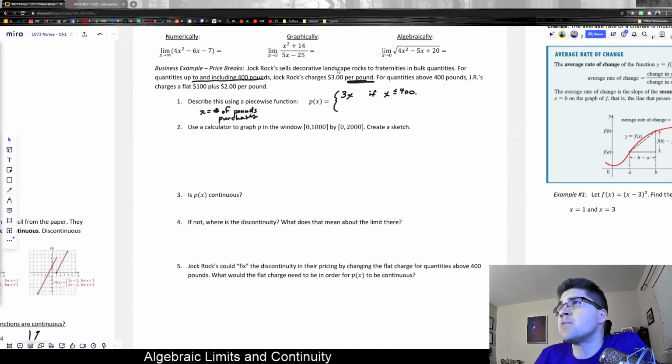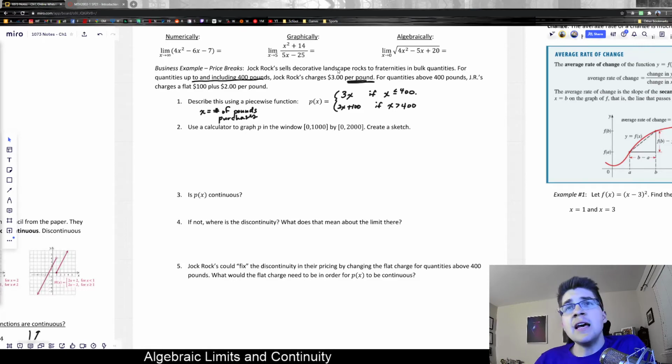Now, for quantities above 400 pounds, so if the customer is purchasing more than 400, not inclusive, because you don't want two different prices. There can't be an overlap within the domain. It says that Jock Rocks charges a flat $100 plus $2 per pound. So basically it's going to be 2X, because that's our variable. The more poundage they buy, they pay only $2 per pound, but also they have this flat cost of $100. And that is the function which describes the price breaks here.